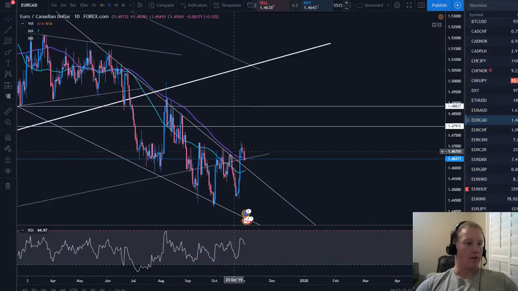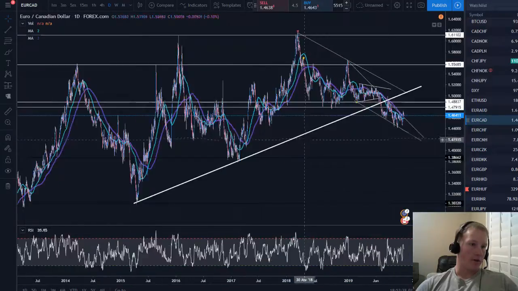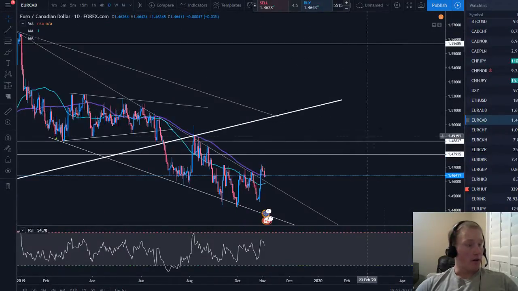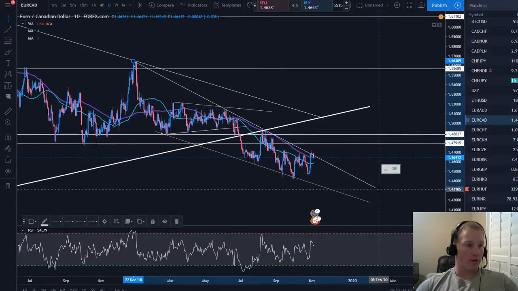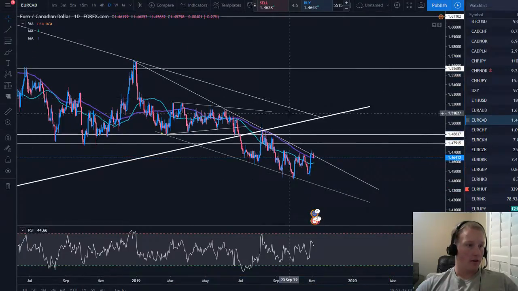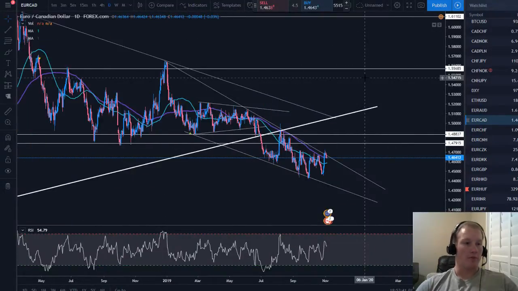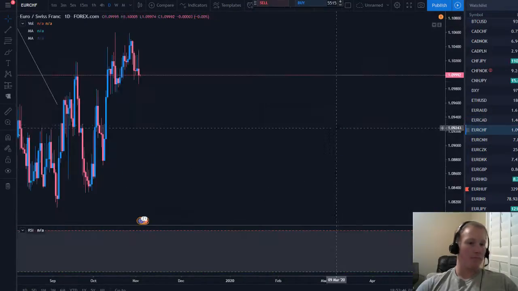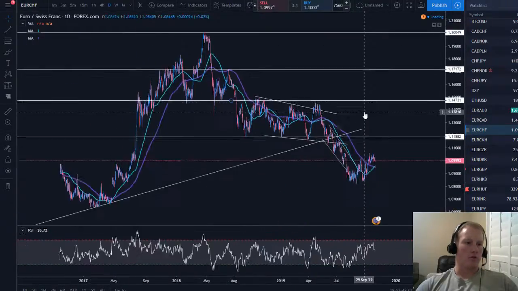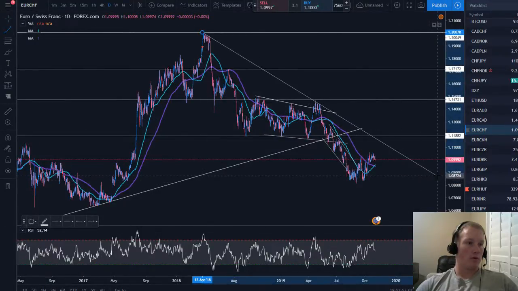Alright. Euro Canadian dollar. I'm actually gonna get rid of that. Alright. Still wedging down here. It looks to be right at the top of that wedge trend line. It's tough to say, depending on how you draw it. Still wedging though. Euro Swiss franc. Wedging.